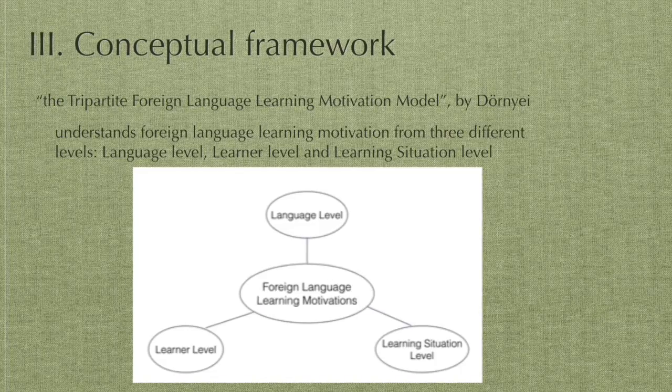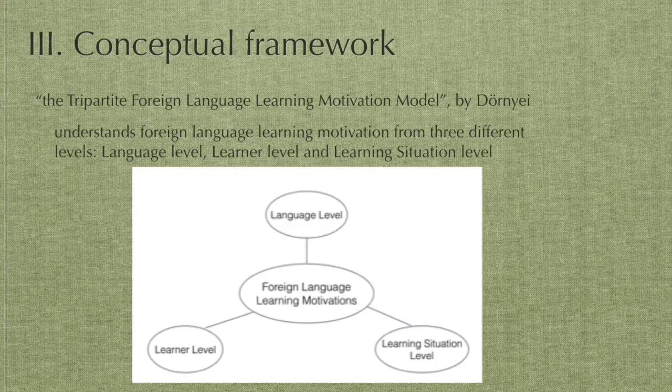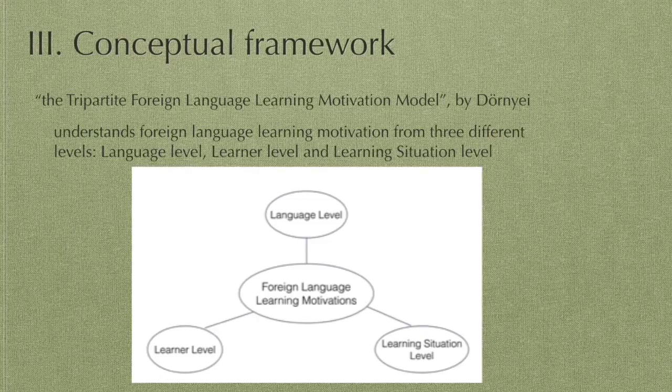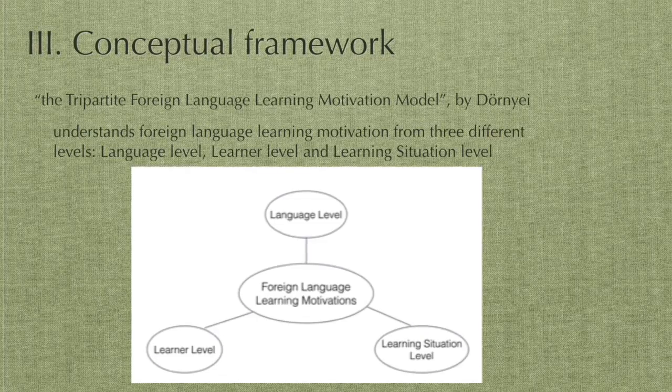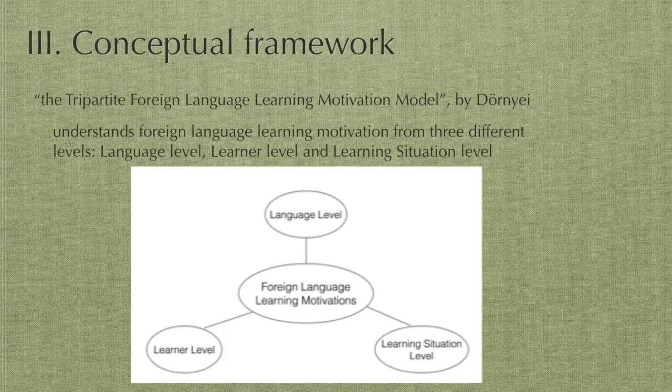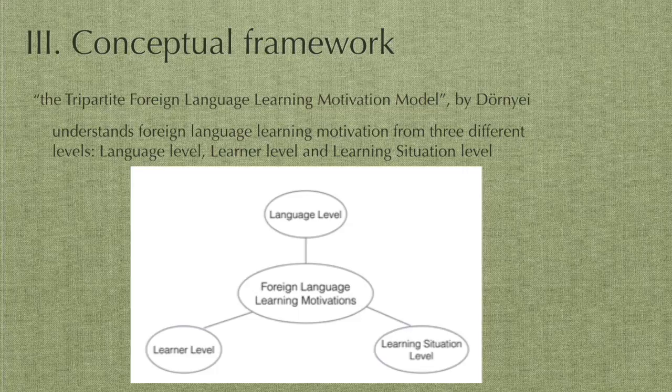At learning situation level, the motivation includes two major components: course-specific motivational components, which include interest, relevance, expectancy, and satisfaction; teacher-specific motivational components, which include affiliative drive, authority type, and direct socialization of motivation.